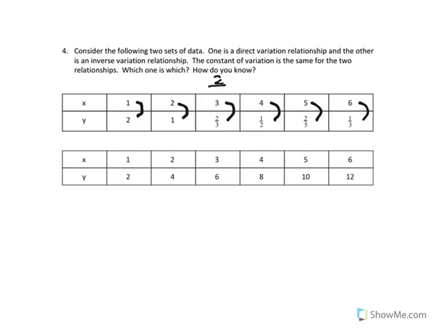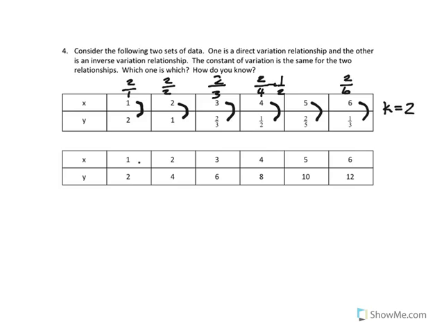Well, okay, if I put 2 over 4, that does reduce to 1/2. 2 over 5 works. 2 over 6 reduces to 1/3. 2 over 1 is 2, and 2 over 2 is 1. That means that my constant of variation, which we call k in this situation, is 2.